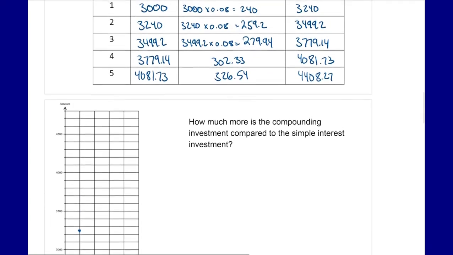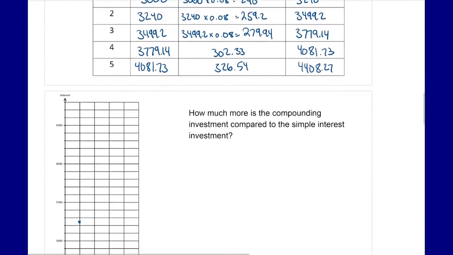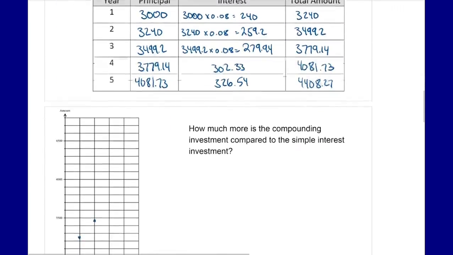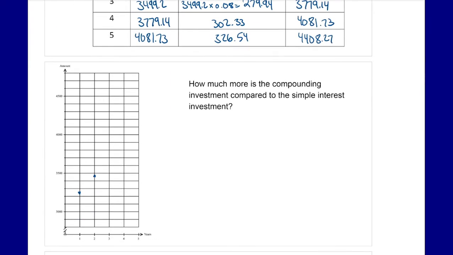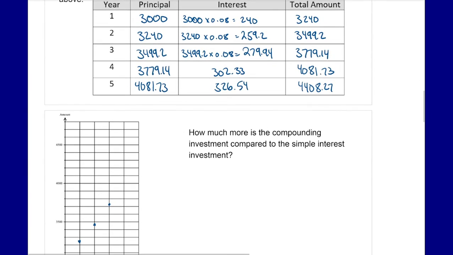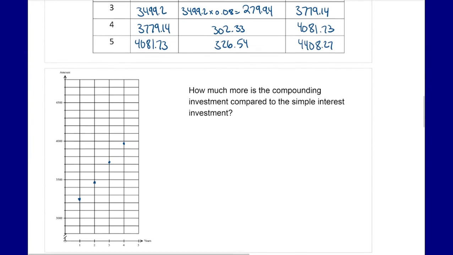The next one, 3,480, so just below 500. Then 720, so 720. 3,960, just below. And 4,200 for our last one.